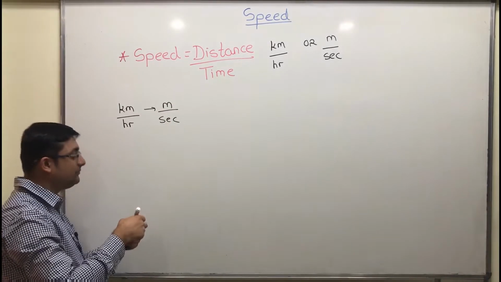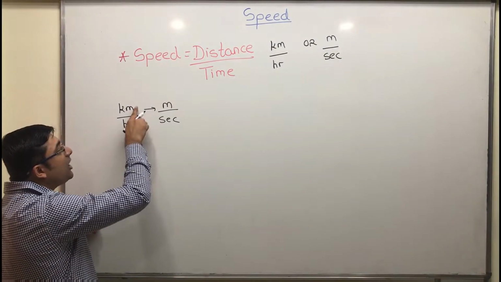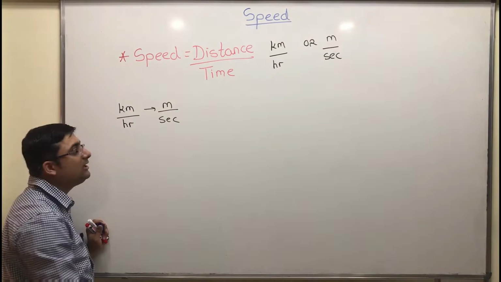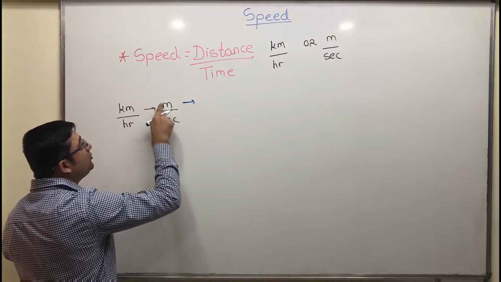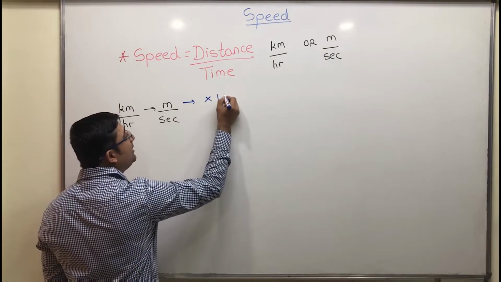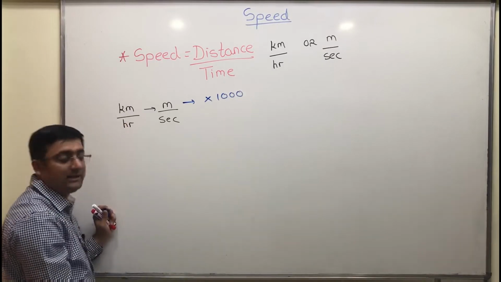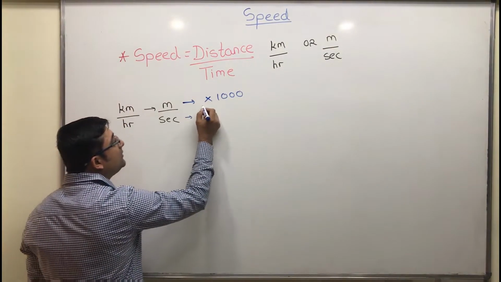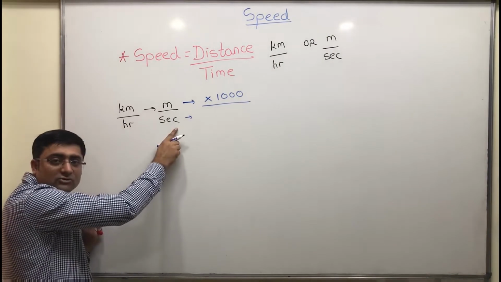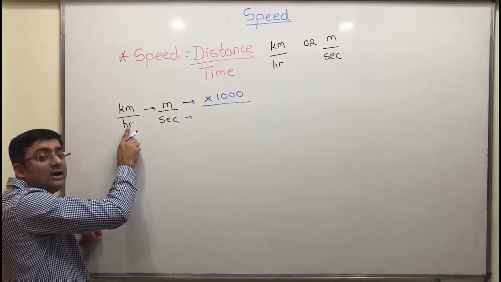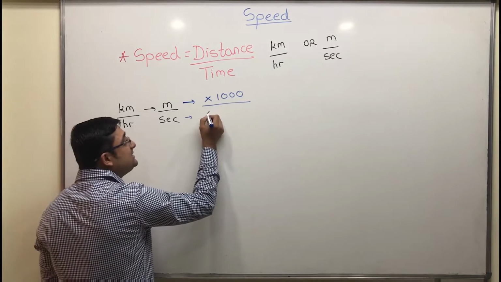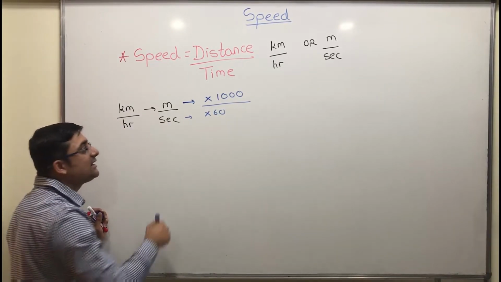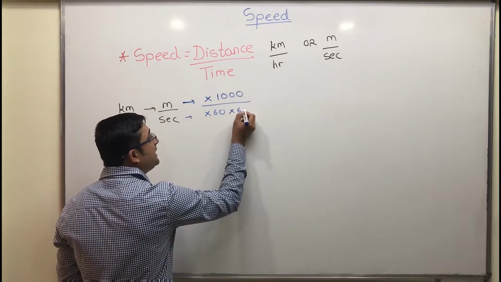It is very simple. See guys, first of all, how do you convert kilometer to meter? We are going from big to small, so multiplication. So kilometer to meter means we multiply by 1000. Is this clear? Next, I want to convert hour to second. So how do I convert hour to second? Again, big to small, so we multiply. First, 1 hour is equal to how many minutes? 60 minutes. So into 60. Then 1 minute is equal to how many seconds? Again into 60.